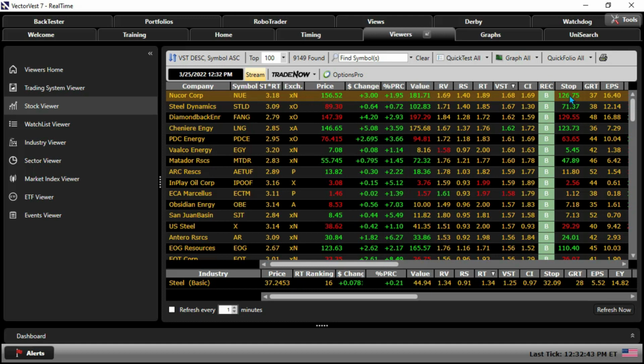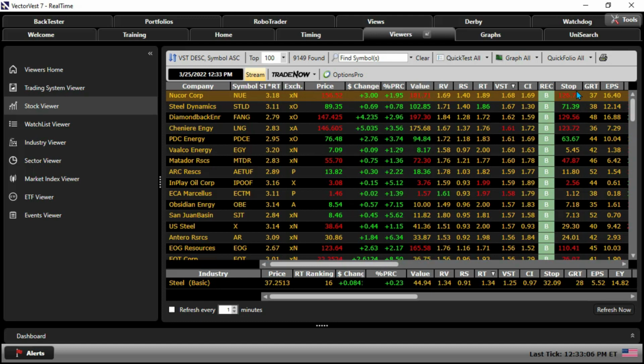Now, we always like to say, use the stop as gospel or guide. Especially when you're trying to determine when to get out, when to sell. Simply put, if the stock's price, no matter what stock you're looking at, goes below the stop price and gets a sell recommendation, that's probably a good time to get out of the stock.